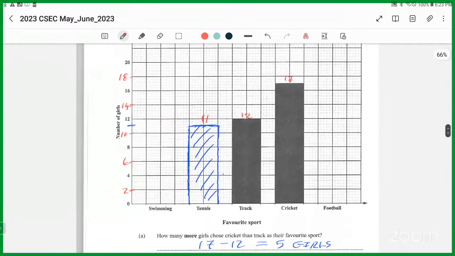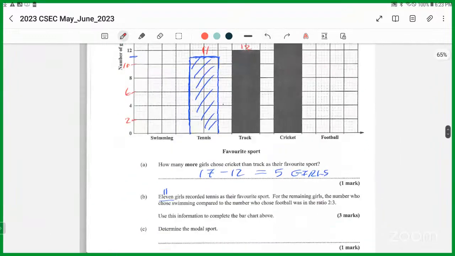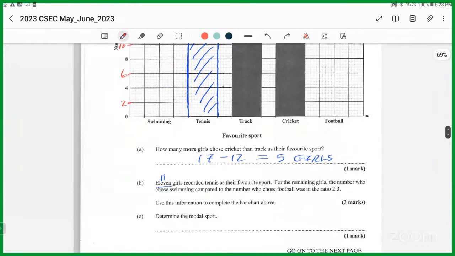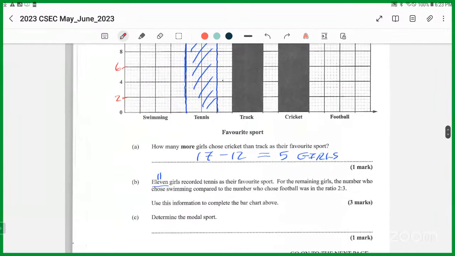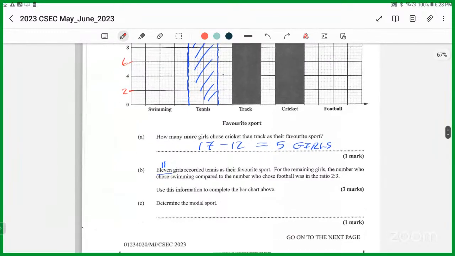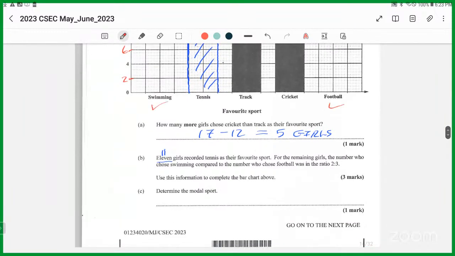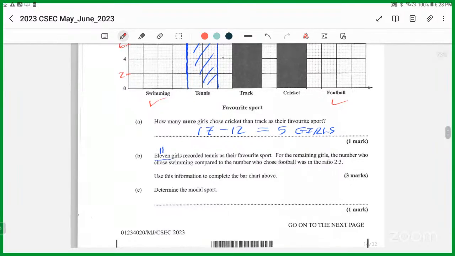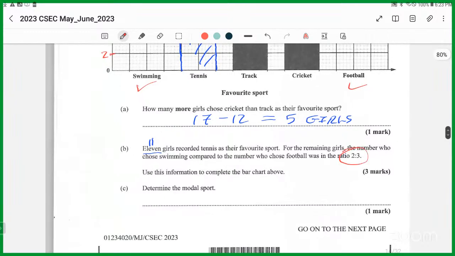So far, I got 17, 12, and 11 girls, right? All right. The 11 girls choose tennis. It says for the remaining girls, that's the girls for swimming and football. Those are the remaining girls, right? The number who chose swimming compared to the number who chose football is in the ratio of 2 to 3. The remaining girls for those two sports from the 75 girls is in the ratio of 2 to 3, swimming to football.